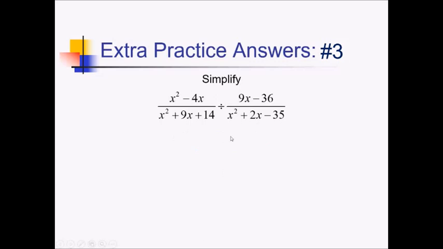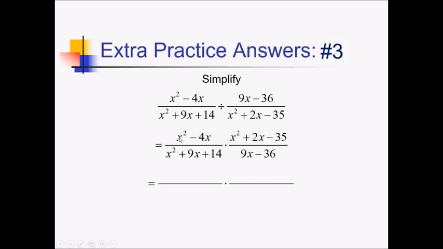To divide these rational expressions, let me turn this into multiplication by multiplying by the reciprocal. So same, change, flip. Keep the first fraction the same. Change this to multiplication. Flip the second fraction so that this 9x minus 36 is now the denominator of that fraction. And just like any multiplication problem here, let me go ahead and factor and cancel whatever I can before I even think about multiplying. In the upper left then, we can take out an x, leaving me with an x minus 4. In the lower left, I need factors of 14 that add up to 9. 1 and 14 doesn't work, but 2 and 7 does. So x plus 2 and x plus 7.